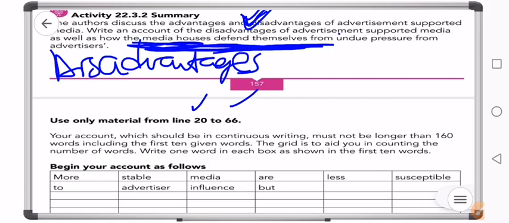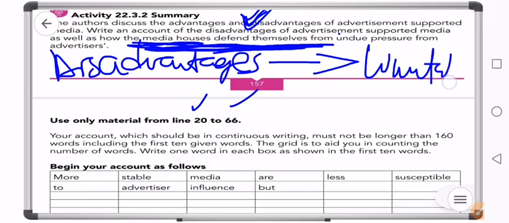Now I'm unlocking the meaning of the keywords. When we are talking about disadvantages, we are talking about limitations. We are talking about drawbacks.